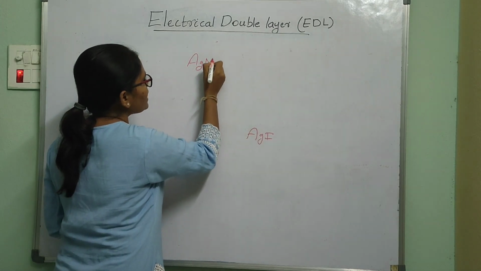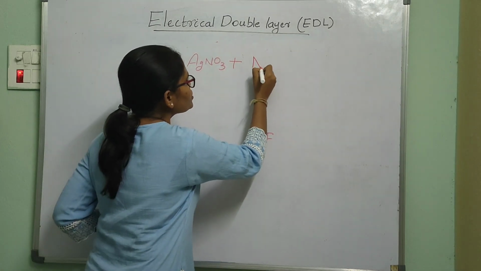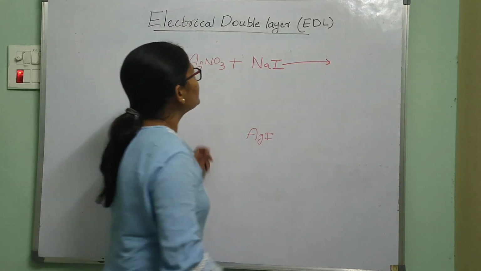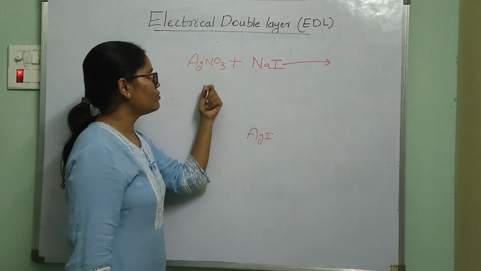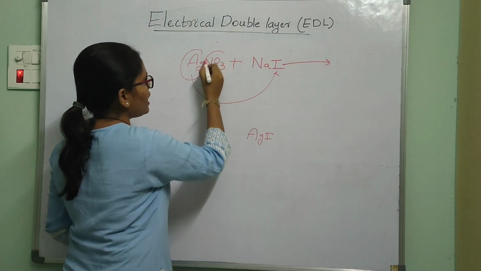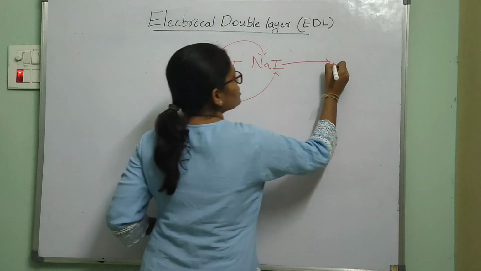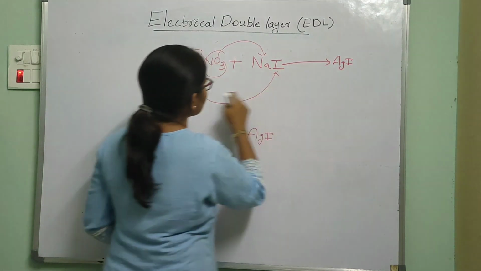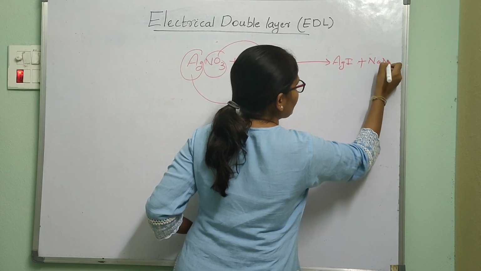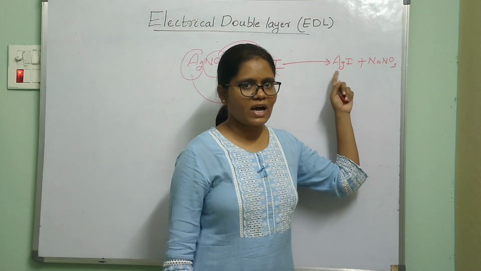Now I am taking silver nitrate, AgNO3. I am trying to react it with sodium iodide. And if a double decomposition reaction happens, what will be the product? This cation will go with this anion, and this anion will go with this cation. So that is double decomposition, right? So silver iodide is formed, AgI, and you have sodium nitrate, NaNO3. Now we have successfully formed this silver iodide.